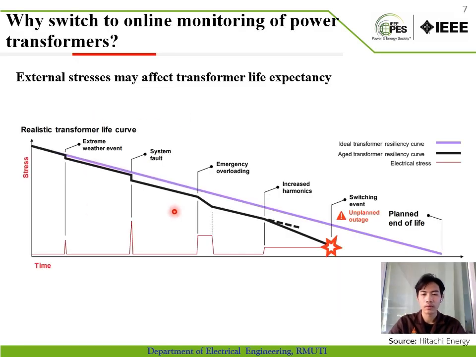During the operation of a power transformer, there is always stress that troubles it, such as weather events, system faults, overload, or switching events, that reduce the transformer's life and cause unplanned outages. With online monitoring of power transformer, by this curve, we can plan outages of the power transformer and predict events which may happen in the future.